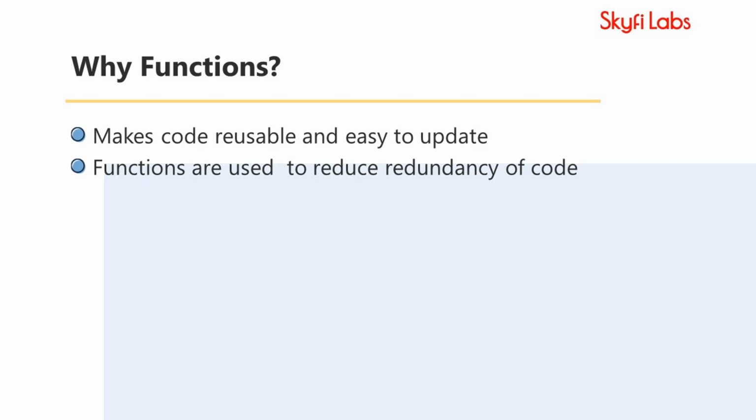So the main factor is the reusability of code. And if there is an error, or update in the code, instead of making changes in all lines, we can simply make changes in the function. So, it is easy to update the code also. In simple words, functions reduce redundancy of the code.